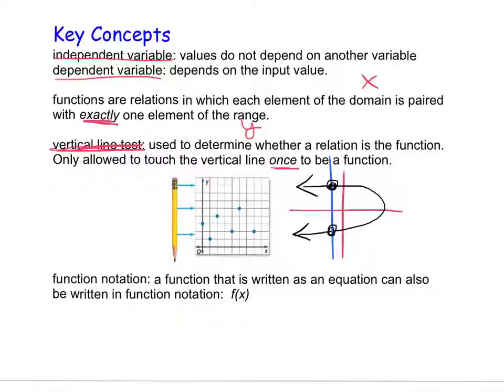And then finally we have our last key concept of function notation, and this is a function that is written as an equation, can also be written in function notation, and it's just this f parentheses x parentheses, and we read that as f of x. So whenever you see this function, that just means f of x.